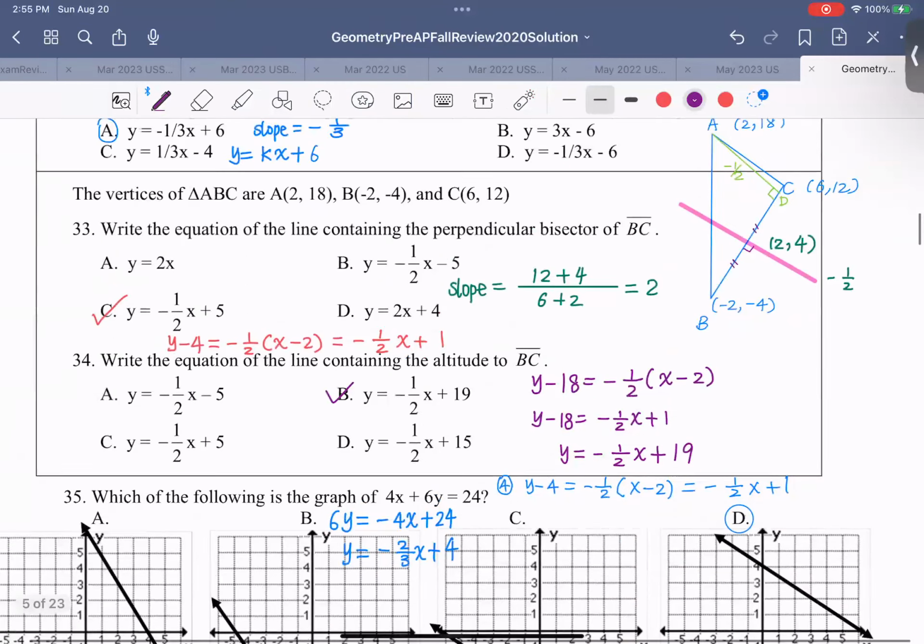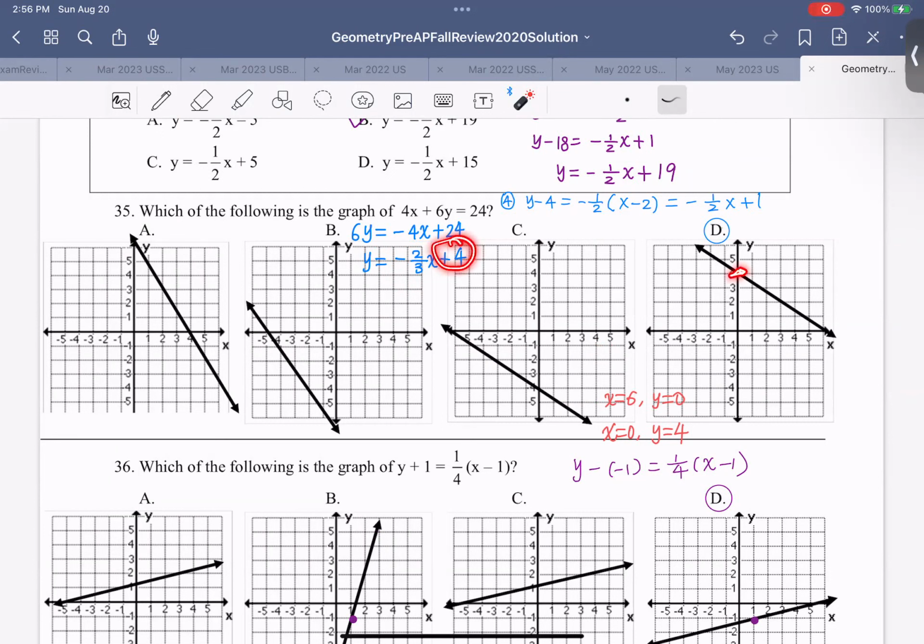So this guy here, the slope, so you quickly move things around. You move this 4x to the other side and then divide by 6. The negative slope and the positive y-intercept. The positive y-intercept is here. This one, wrong. This one, wrong. This one, wrong. So by looking at this, you can immediately get the answer.